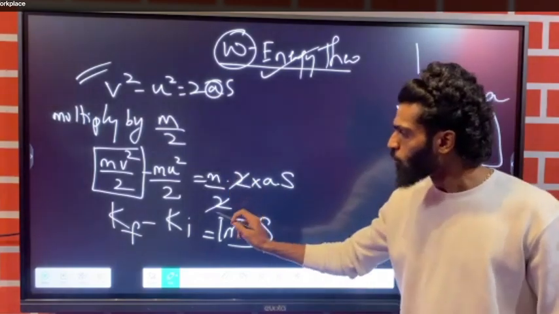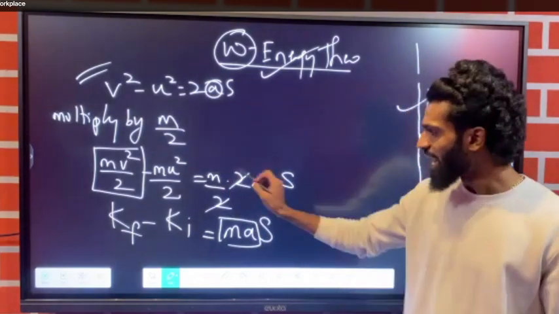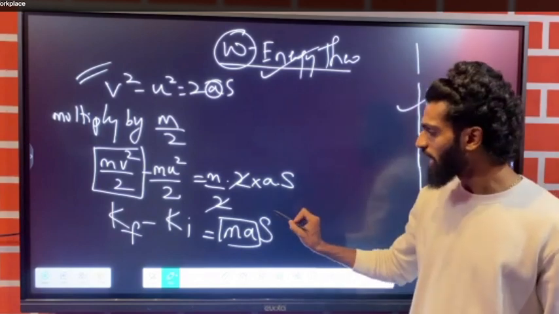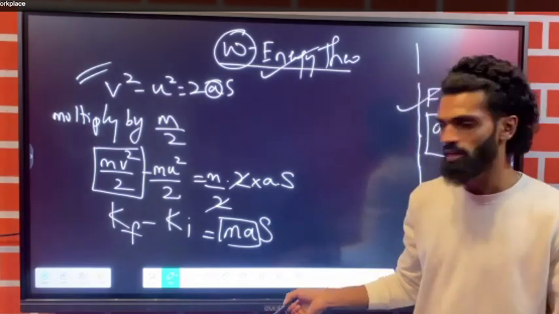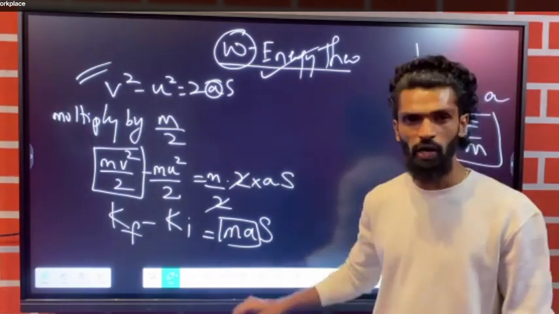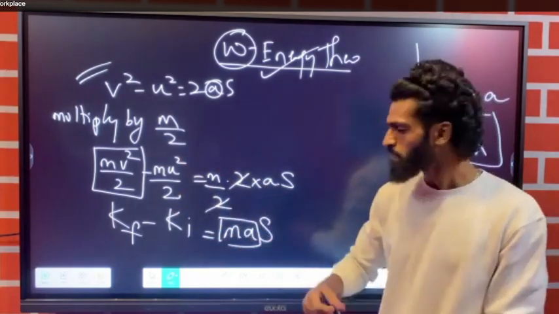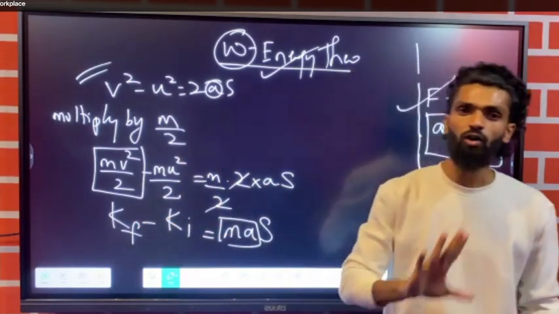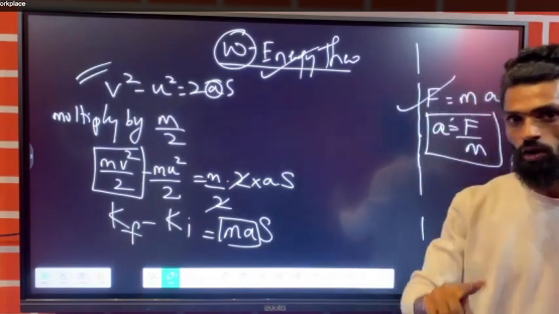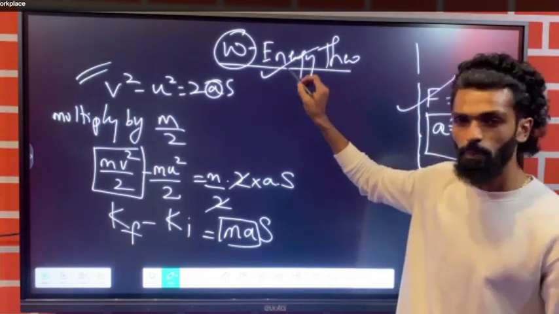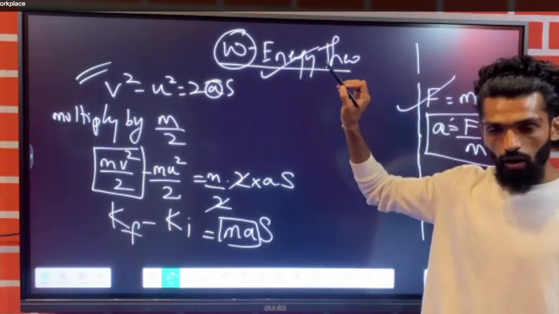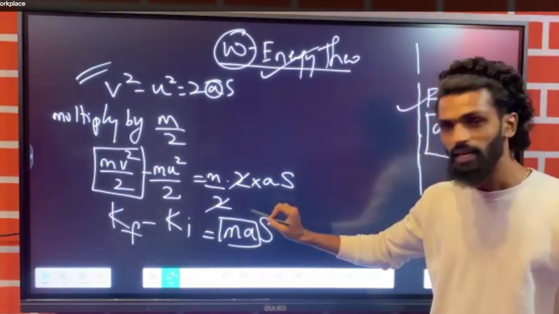Thank God the 2 and the 2 get cancelled, which means MA and S remain. I wrote the S as capital because it's distance. MV square by 2 is nothing but KF, minus as it is. MU square by 2 is nothing but KI. This is completely solved. I cannot go further. The left hand side is completely solved, which also means in work energy, the energy part is solved. The right hand side has to be converted in terms of work.